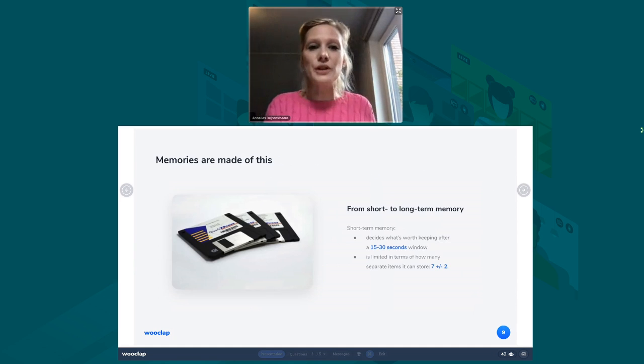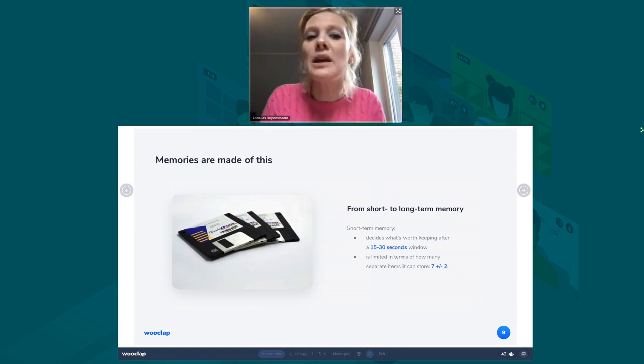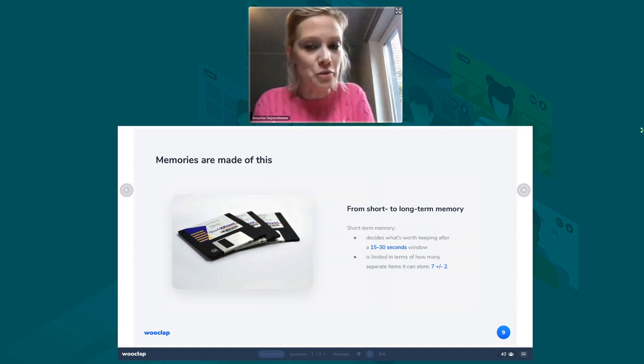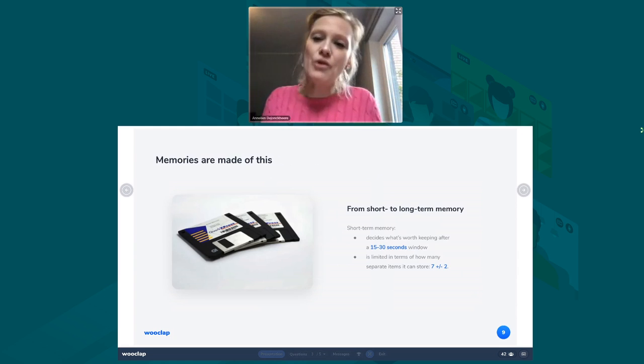So what is important is getting the information from the short-term to the long-term memory, of course. Your short-term memory process essentially decides what's worth keeping and what can be forgotten after a 15, 30-second window, let's say. But the short-term memory is limited, not only in terms of time, but also in terms of how many separate pieces of information it can store. So most people tend to have a span of 5 to 9 items.